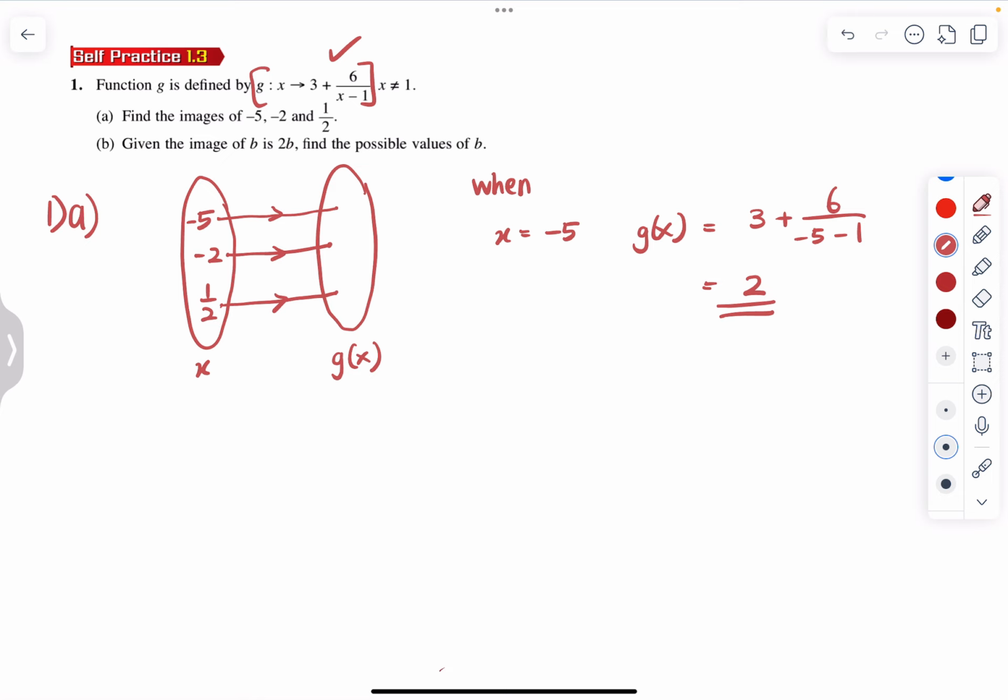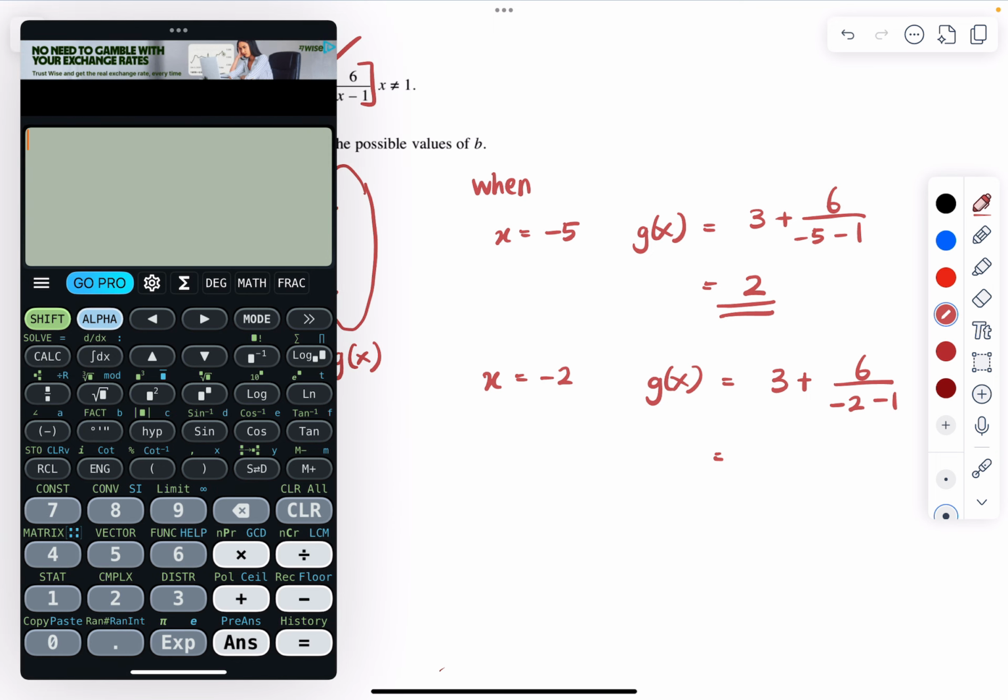Then the next one is -2. No need to write "when" again. You just write x equals -2. gx equals 3 plus 6 over -2 minus 1. 6 over -2 minus 1. We get 1.